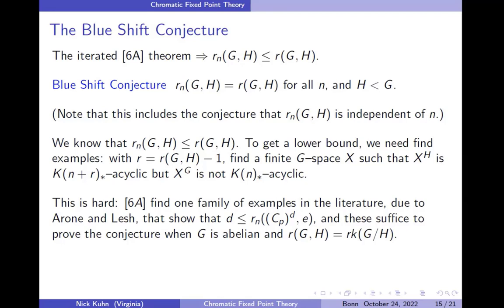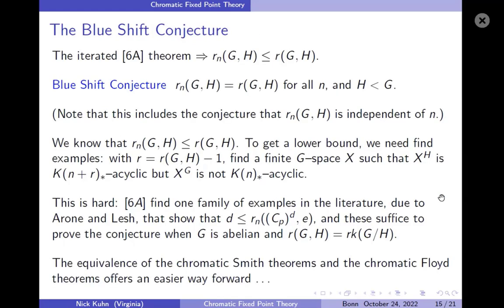prove the conjecture, right? When G is abelian and this number I defined, RGH, is just the rank of R mod H. Okay, so they get their upper bound from their general theory, which involved the localization thing, and then they get their lower bound by finding an example.